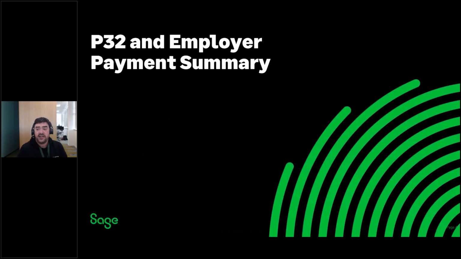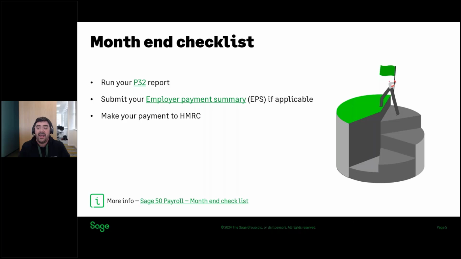So let's start things off by taking a look at the P32 and the EPS, which are the 2 key tasks in our month-end checklist. Once you've completed processing for the full tax month, you should run your P32 report to show you how much you need to pay to HMRC in terms of tax and national insurance that you've deducted from employees, as well as items you may have reclaimed, such as statutory payments. You would then, if applicable, submit an employer payment summary, an EPS, and this reports values that aren't included on your regular FPS submissions. And the third task is to make your payment to HMRC.